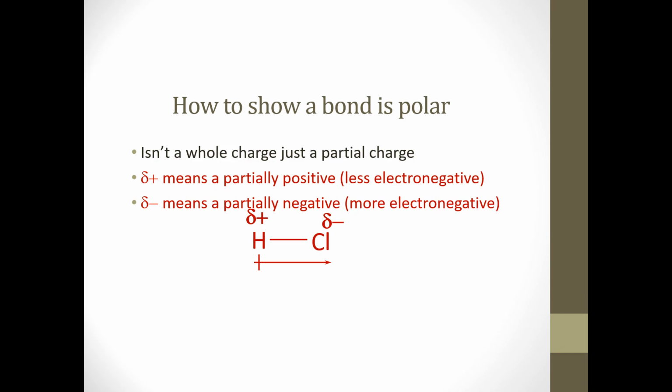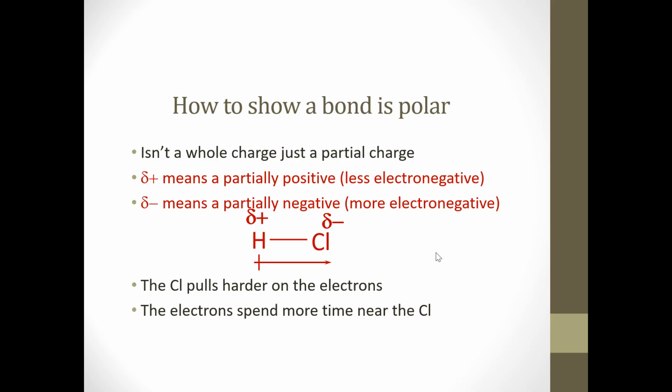There's no full charge on hydrogen. There's no full charge on the chlorine. There's a differentiation. Another way to show this is with this funny little arrow at the bottom. Note the base of the arrow is a plus. That means that's going to be on the plus side of the bond. And you point an arrow, like a vector, towards the negative side. So in this situation, that chlorine is pulling harder on the electrons. The electrons are going towards the chlorine. They're spending more time around the chlorine than they are around the hydrogen. So that's what happens with a bond. A bond can be classified as polar or nonpolar.